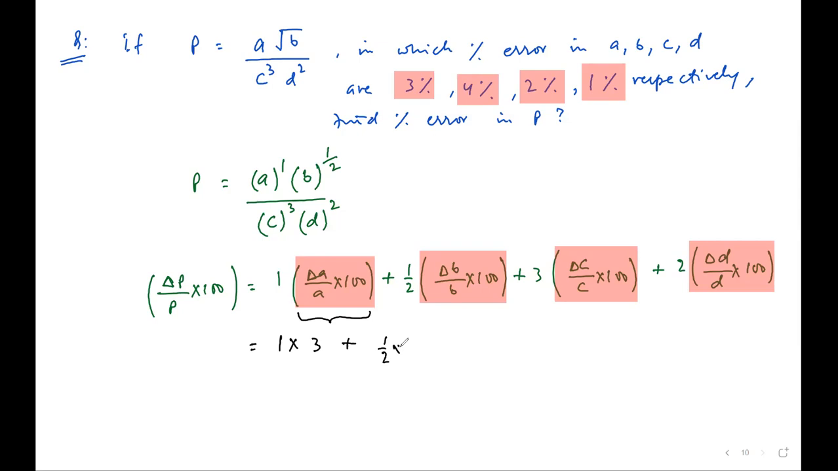We have half, percentage error in B is 4, plus 3, percentage error in C is 2, plus 2, percentage error in D is 1. So it will be 3, 2, 6 plus 2. So it will be 13%. Is it clear? Okay. You have written?